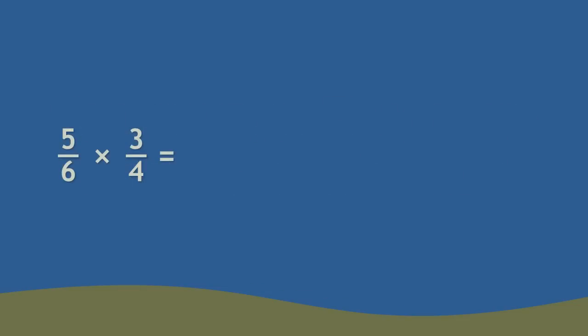So first, let's just do a quick review of multiplying fractions. Just as a quick reminder, when we're multiplying fractions, we multiply straight across. We multiply first the numerators and then the denominators. So 5 times 3 would give us 15, and 6 times 4 would give us 24. And then we have to make sure that our answer is in lowest terms, and so 15 over 24 is not in lowest terms, so we would simplify that down to 5/8.